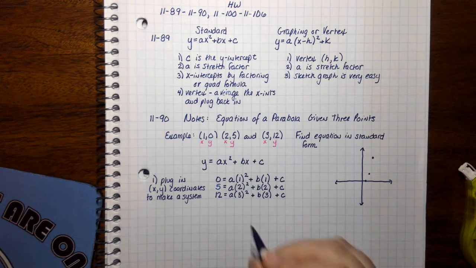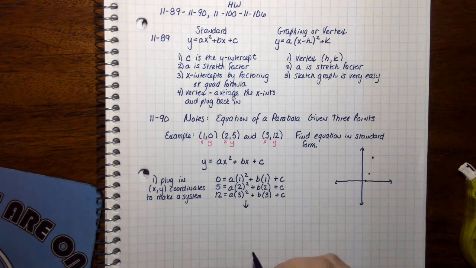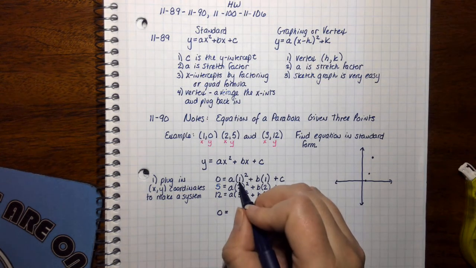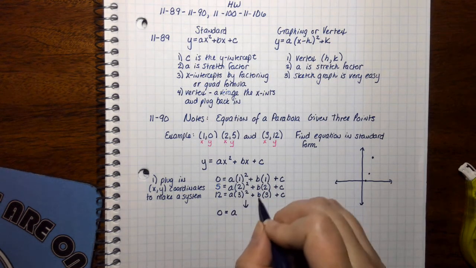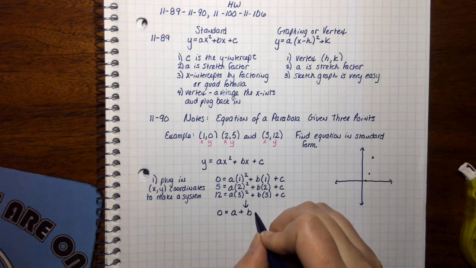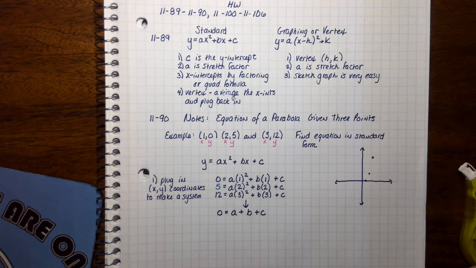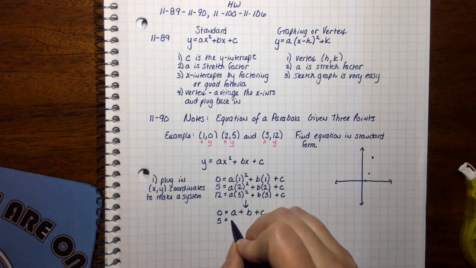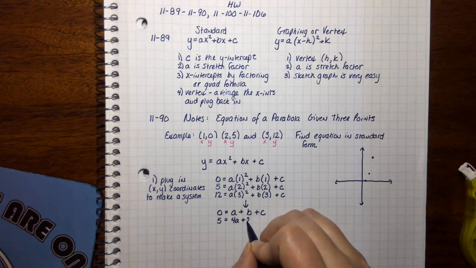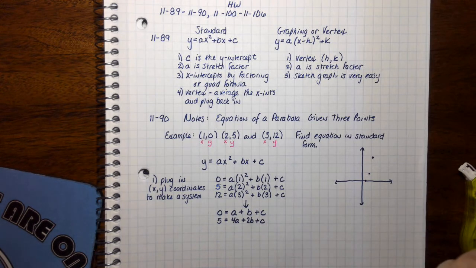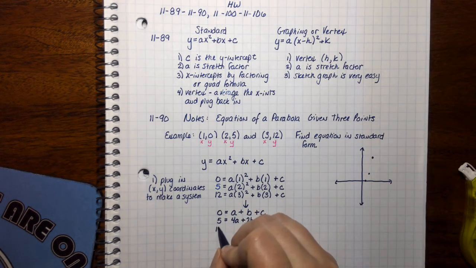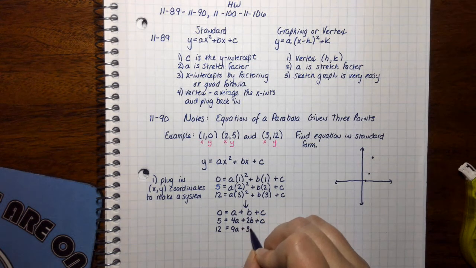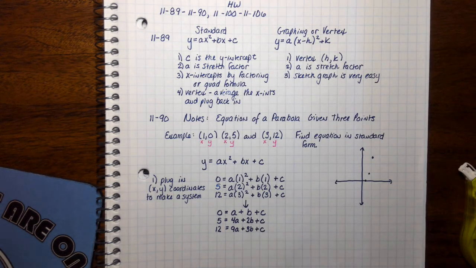Okay, and then the next step, I'm sure you guys can see, is just to clean this up a little bit. So we have 0 equals, I'm going to do the top equation first. 1 squared is 1, so I have a plus 1b plus c. Okay, 5 equals 2 squared is 4, 4a plus 2b plus c. And the last one is 12 equals 3 squared is 9a plus 3b plus c.